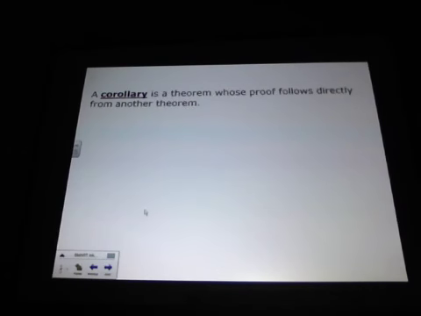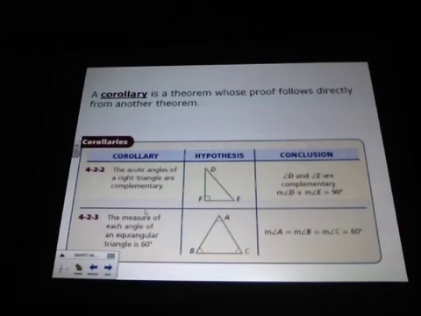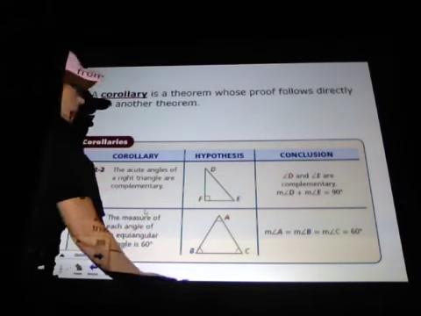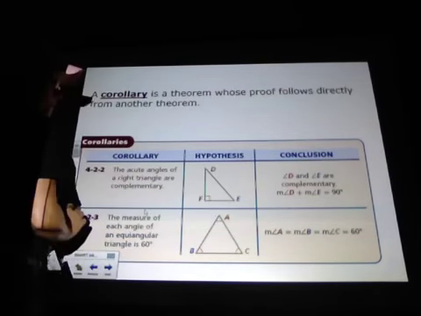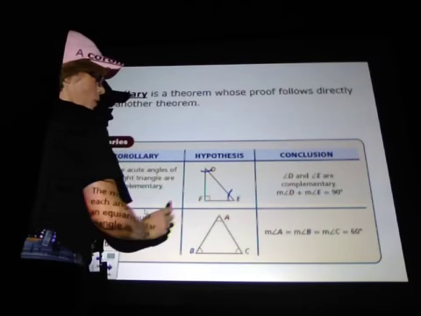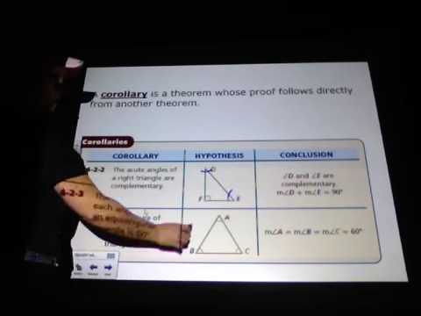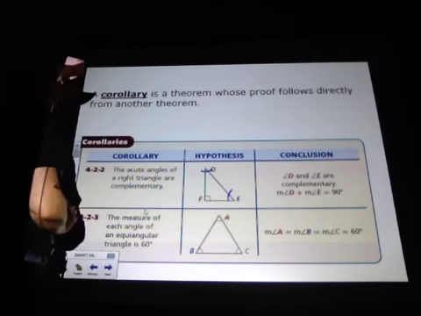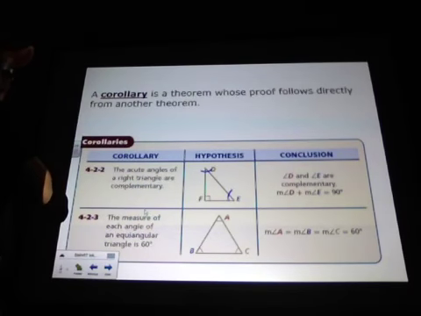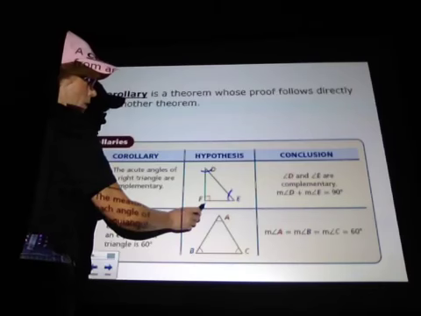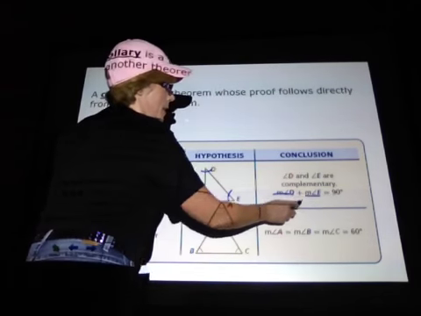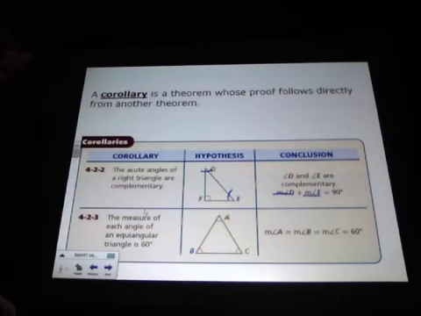Corollary. A corollary is a theorem whose proof follows directly from another theorem. Okay, so here are two corollaries. The first one here is letting you know that if you have a right triangle, the measurements of the two acute angles have to be complementary. How do we know that? Because they all have to equal 180 degrees because of your triangle angle sum. So if this is 90 degrees, the measurement of angle D and E have to equal 90 degrees.